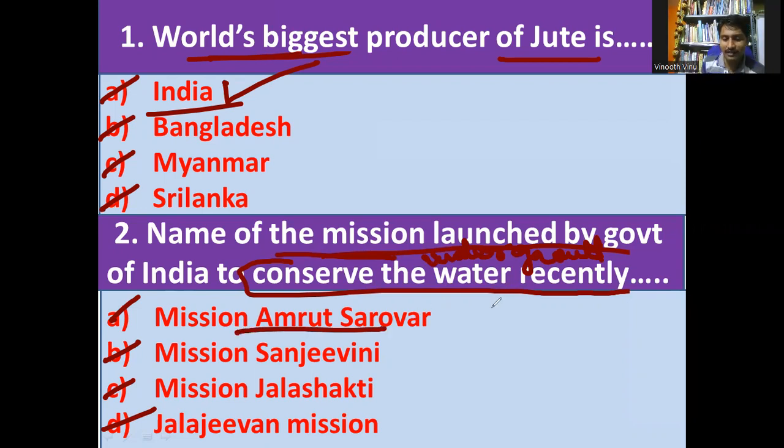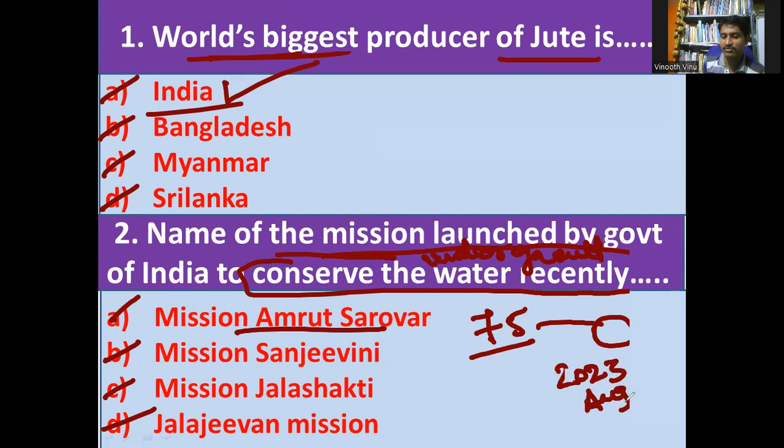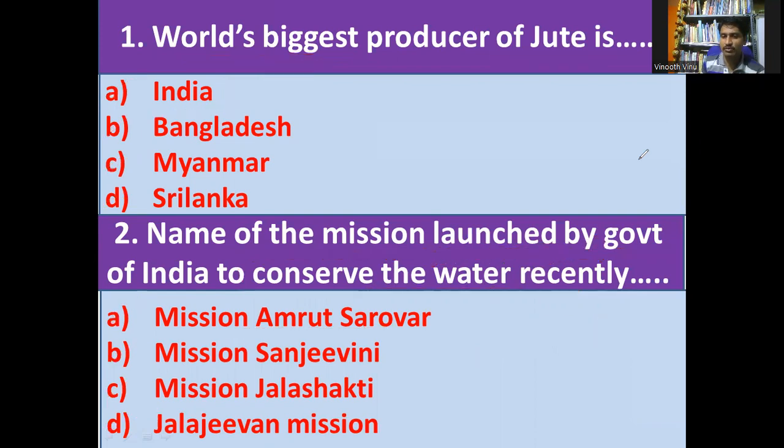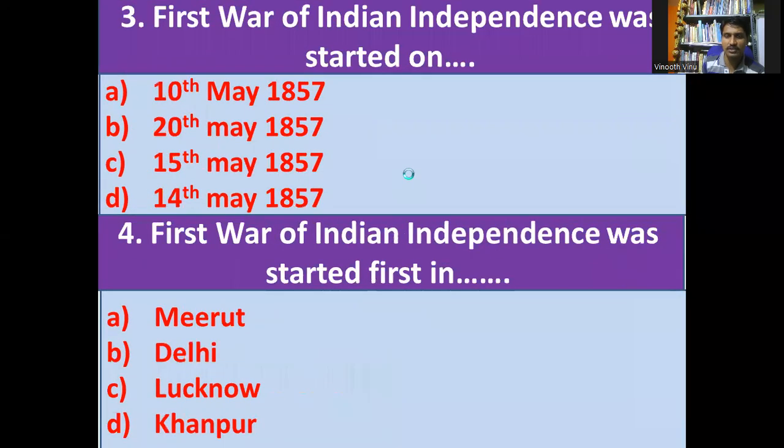Amrit Sarovar. Under this mission, 75 districts will be identified and a pond or a lake will be constructed or rejuvenated in each district of India by 2023 August 15. By next year, 75 lakes have to be built. That is the target of the Amrit Sarovar mission.